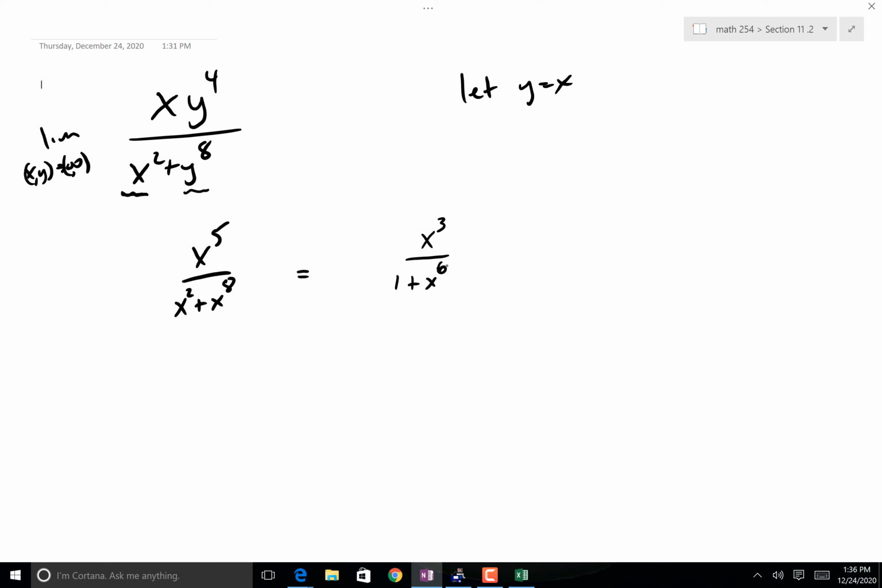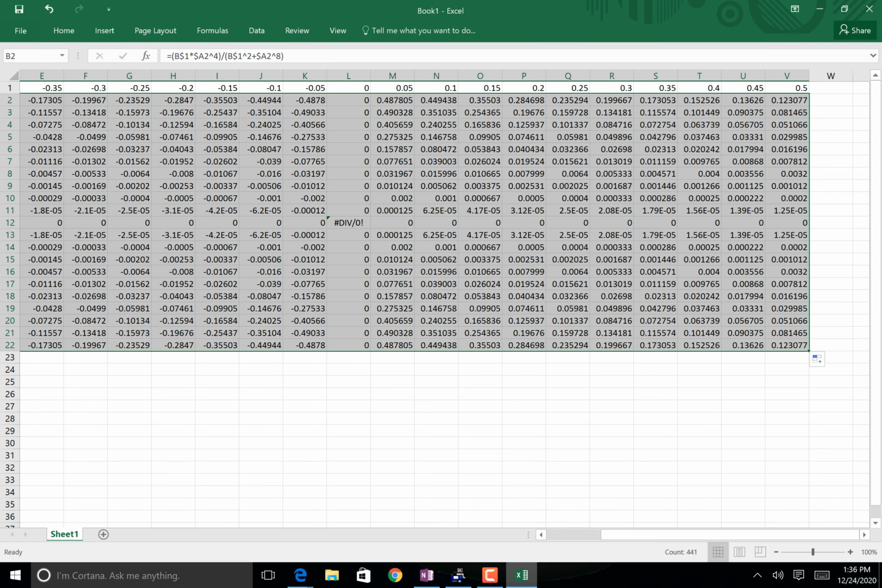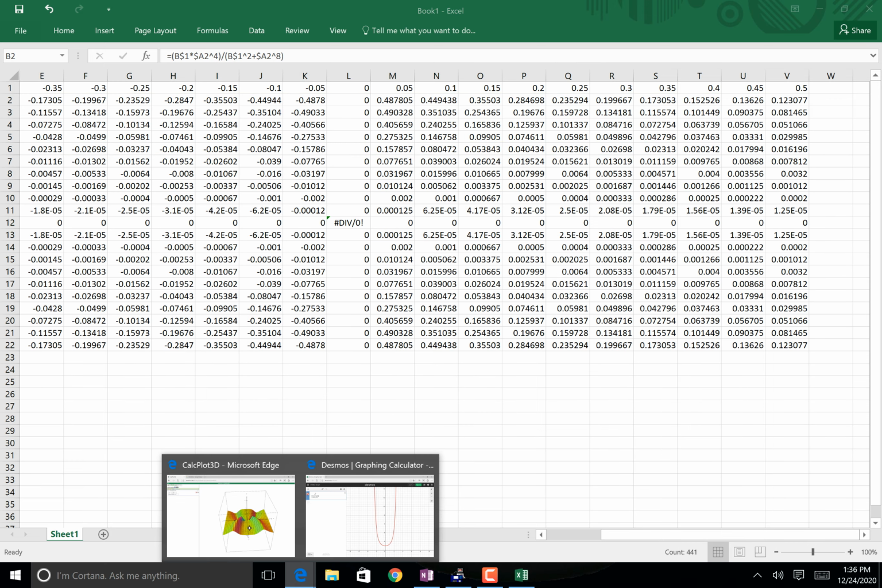Likewise, you could say, let's let y equal negative x. Would it change anything? In this case, well, no, because the y is to the 4th power and y is to the 8th power. It'd be the exact same thing. So I went ahead and put it into Excel, and you can see all roads lead to 0. And then, over here, I also went ahead and graphed it.